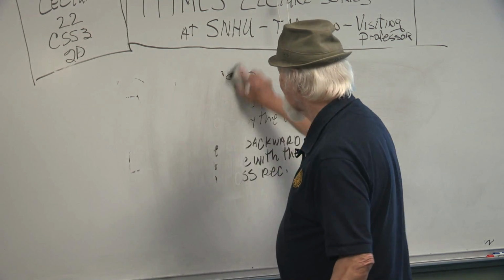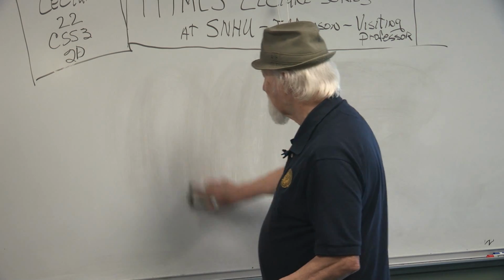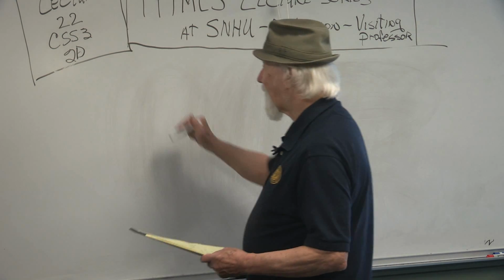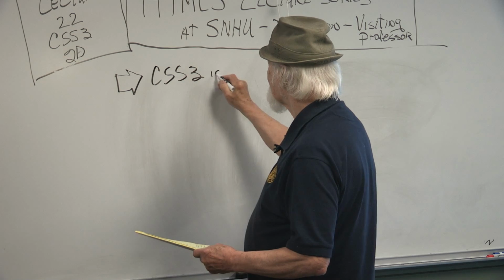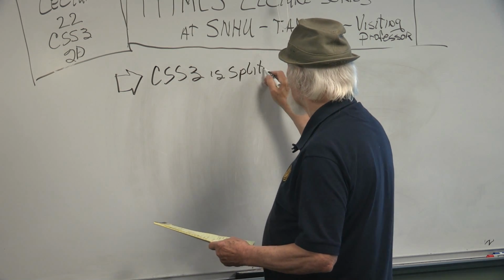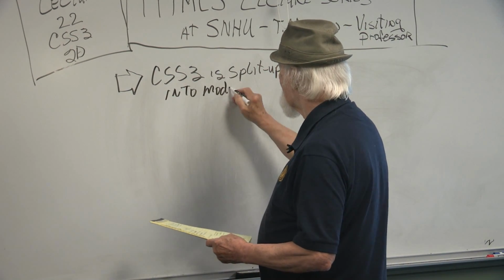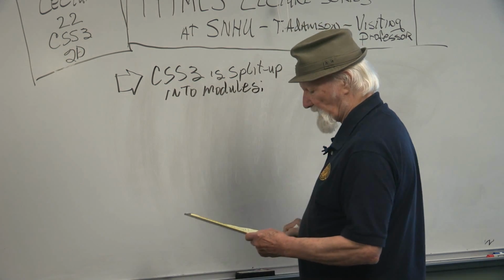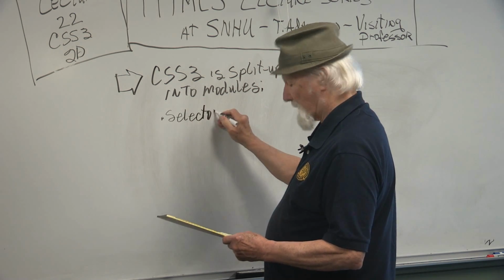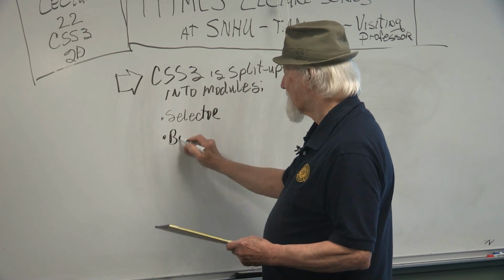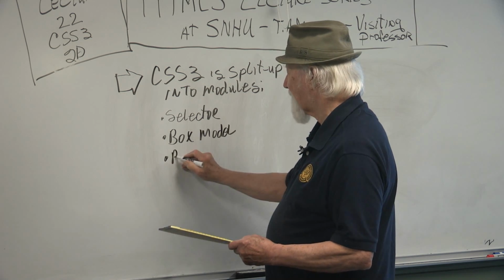Okay, and here's how CSS3 is organized. It's actually quite a complex arrangement of tools that you can use to do 2D and 3D animations and transformations. What we have here is that CSS3 is split up into modules. And you'll see the reason for this. One of the modules is called a selector module. Another one is called the box model. Another one does borders and backgrounds.